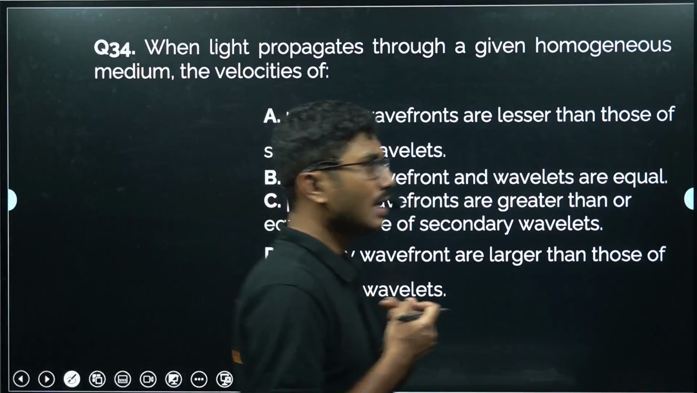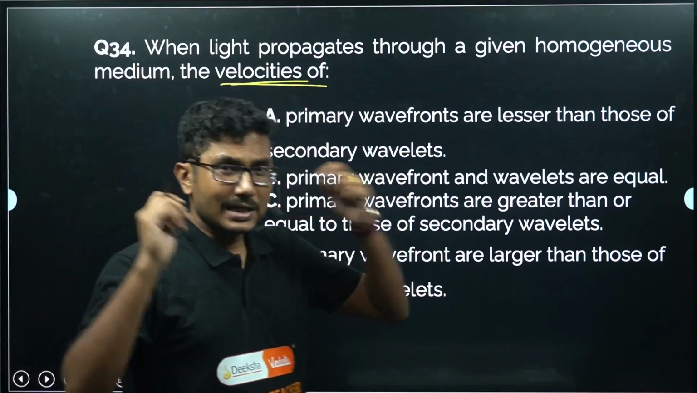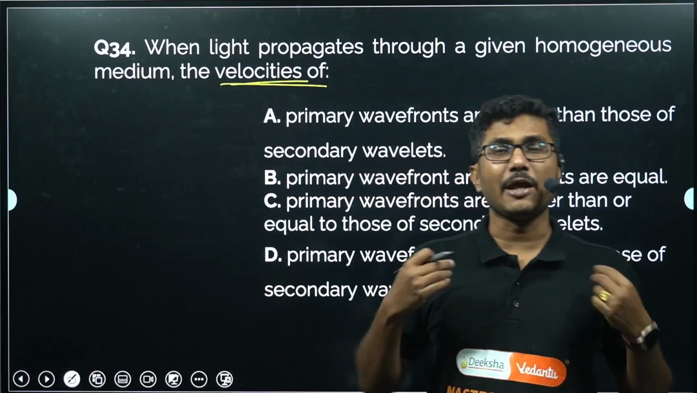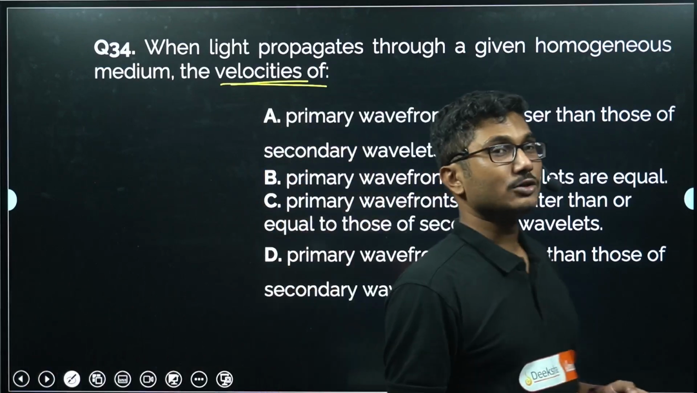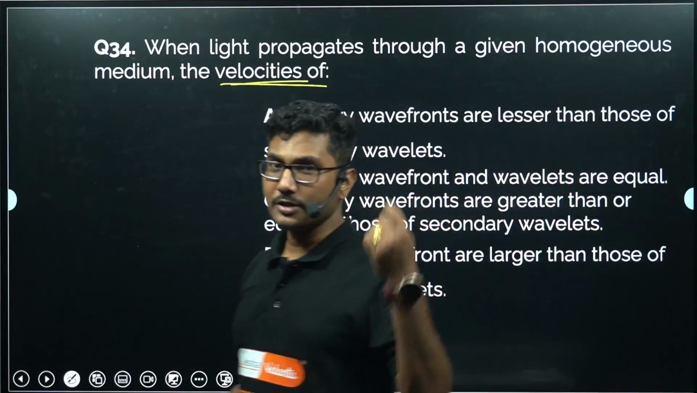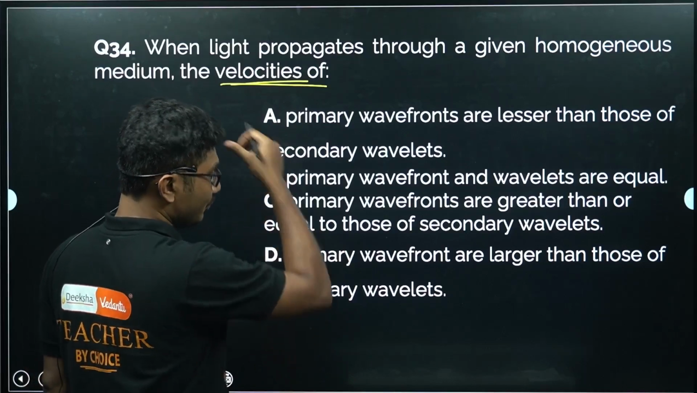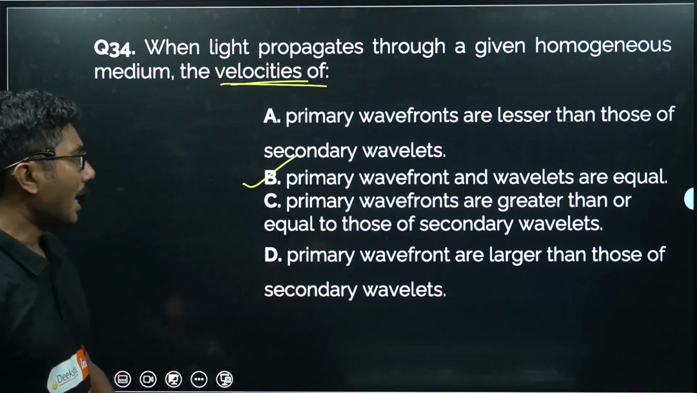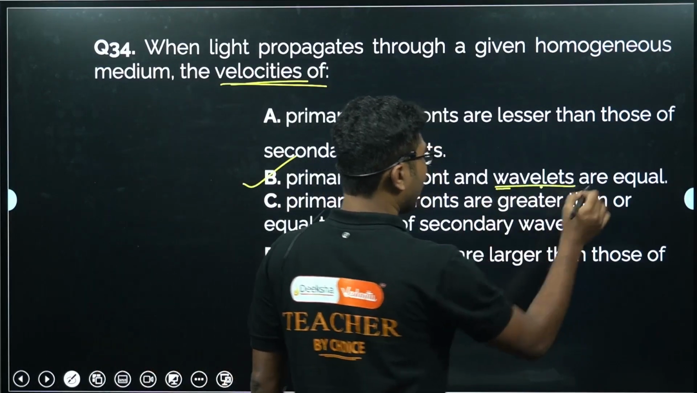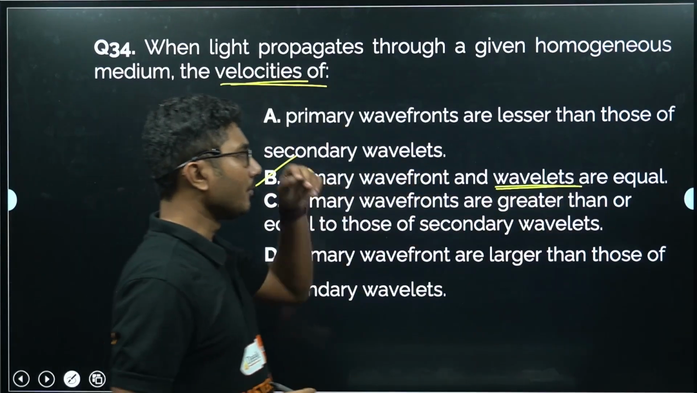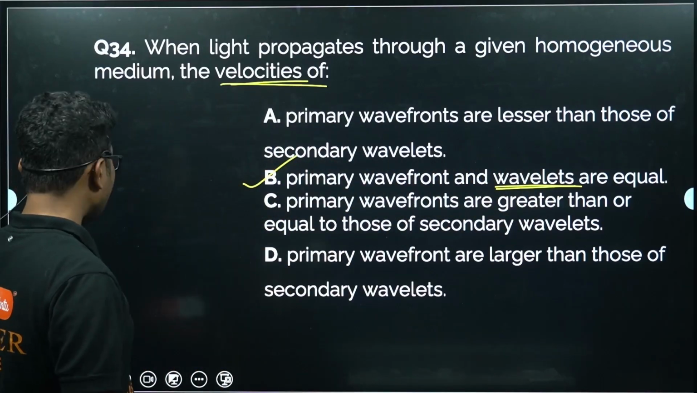So, always remember, in case of velocity, primary as well as secondary all move at the same speed of light. That is the Huygens principle. They are sources of light. So, basically speed of light or velocity of light, both cases are same. So, primary and secondary both move with equal speed, that is, primary wavefront and wavelets are equal. Wavelets means secondary wavefronts. Wavelets are children or secondary wavefronts. So, primary wavefront and secondary wavefront both are moving at the same speed.